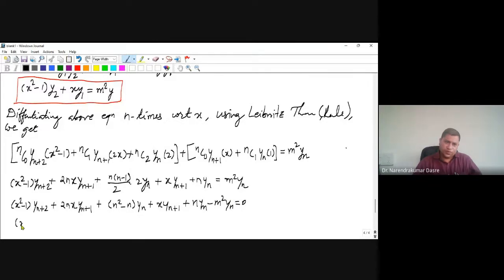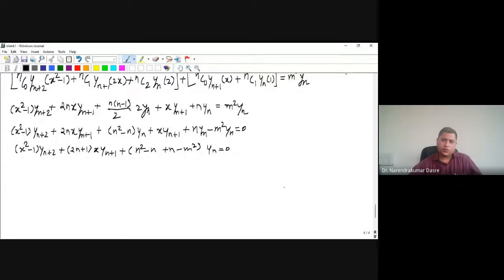So if you simplify, x square minus 1 yn plus 2 plus 2n plus 1 x yn plus 1. This term and this term we are taking together. Now plus n square minus n plus n minus m square yn, and that has to be 0. So now simplify: x square minus 1 yn plus 2 plus 2n plus 1 x yn plus 1 and plus n square minus m square yn, that is equal to 0. So this is what exactly we wanted to prove.